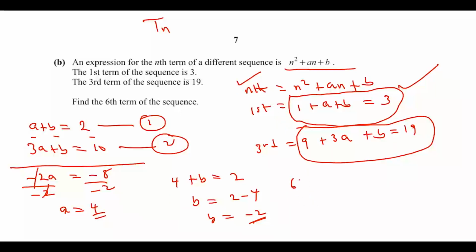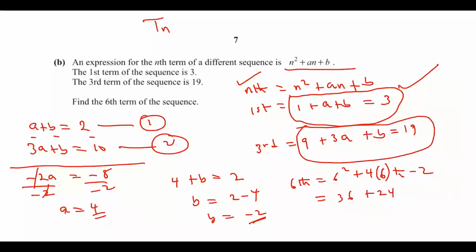So I'll say the sixth term will be equals to n squared, where n is equals to 6. It will be 6 squared, then plus a is equals to 4, that will be 4n, then plus b is equals to minus 2. So let's do this very well. 6 squared is 36. Oh sorry, I didn't substitute for n here. n is 6 here, so I can easily remove this. It will be 4 into 6 because n is equals to 6. So that will be plus 24.